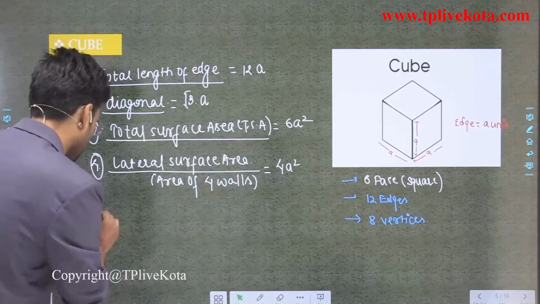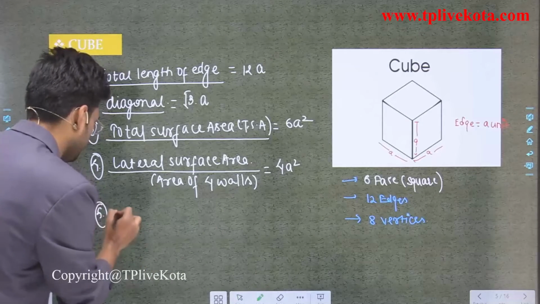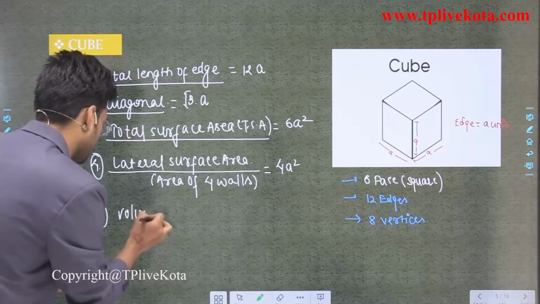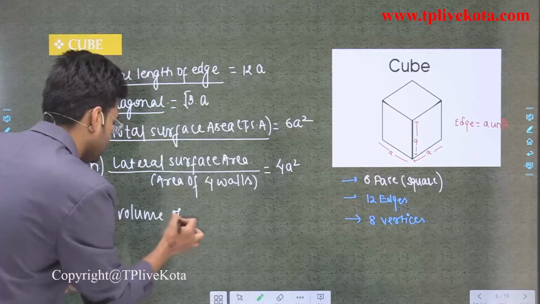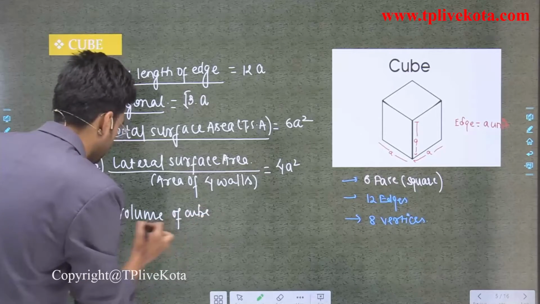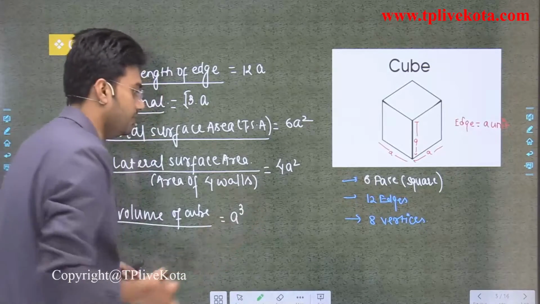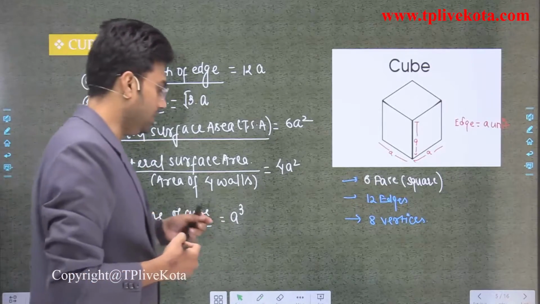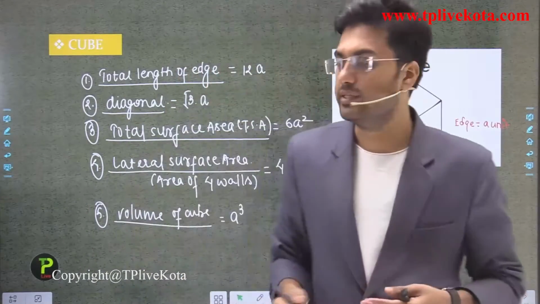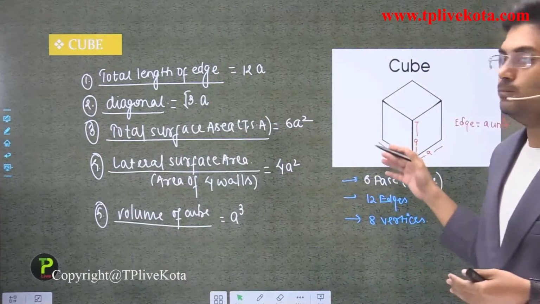So now the fifth is volume. Volume of cube is equal to a cube, unit cube. Clear? So students, these are the formulas related to the cube.